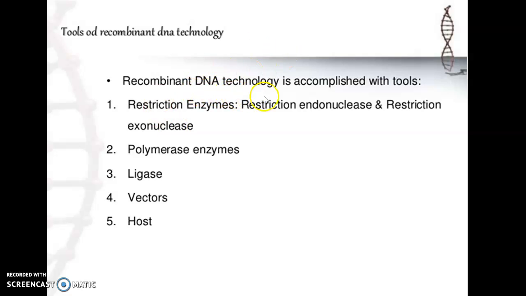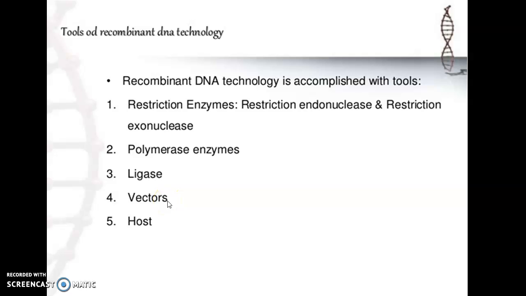That is, recombinant DNA technology is accomplished with different tools. They are different enzymes such as lipase to burst open the cell and isolate the genome, restriction enzymes to cut the DNA into fragments, ribonucleases and proteases to purify the DNA from other molecules present in the cell, DNA polymerases to multiply the DNA, and DNA ligase enzyme to recombine the DNAs or genes from two different organisms.